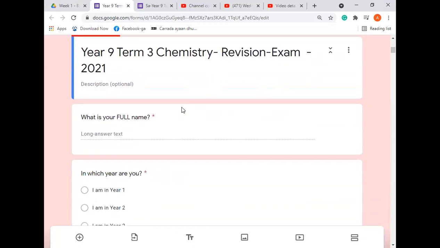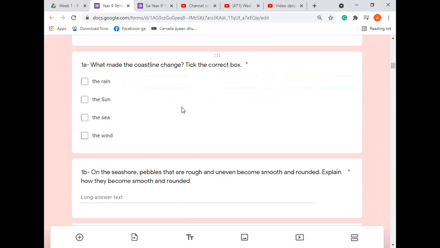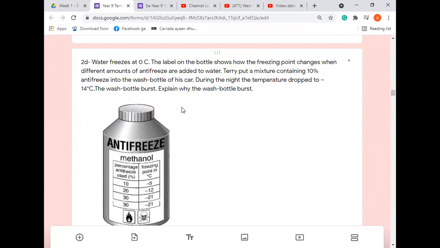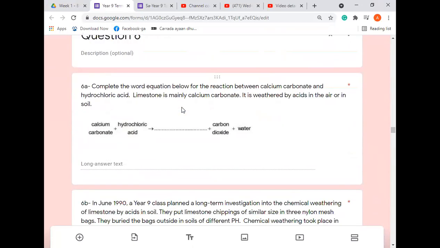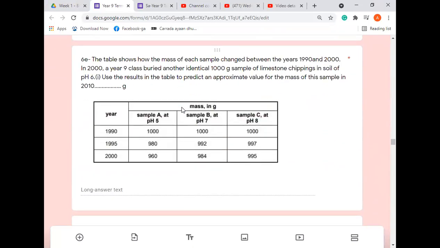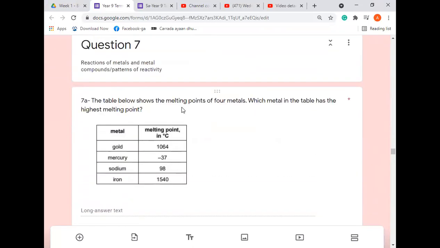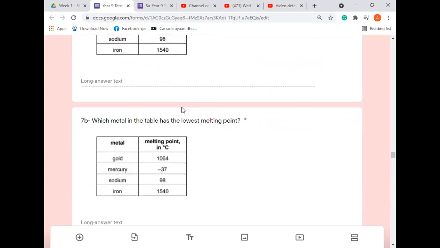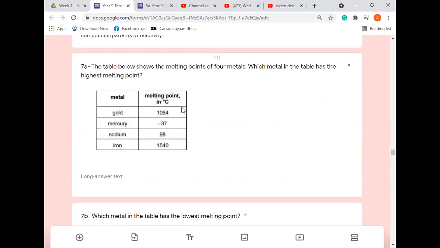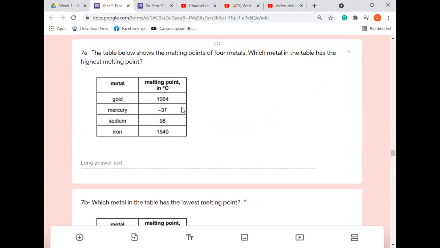So you can see here the Google form questions. These questions were the questions that I was explaining to you right now. So we were on here. So we're starting basically the second part. So question 7. It's about reaction of metal compounds and their reactivity. So you have a table. You have gold, mercury, sodium, and iron, and their melting point. So the first question is, which metal in the table has the highest melting point?